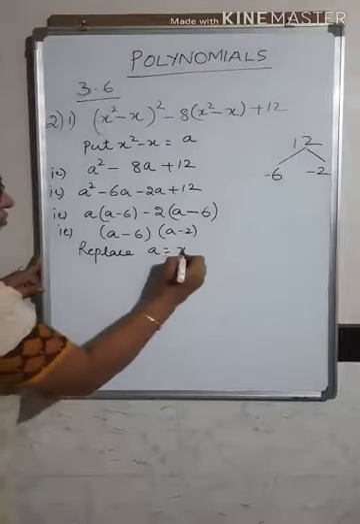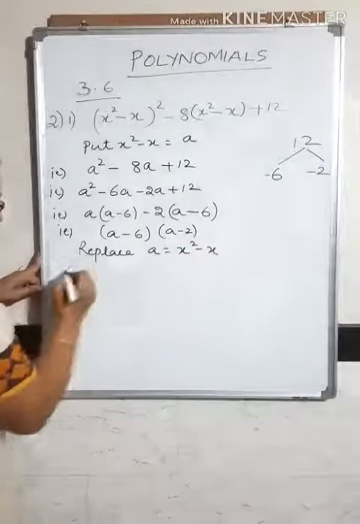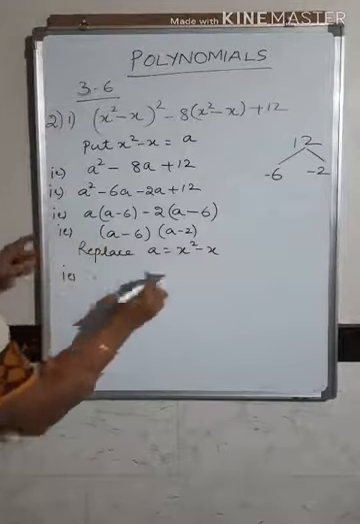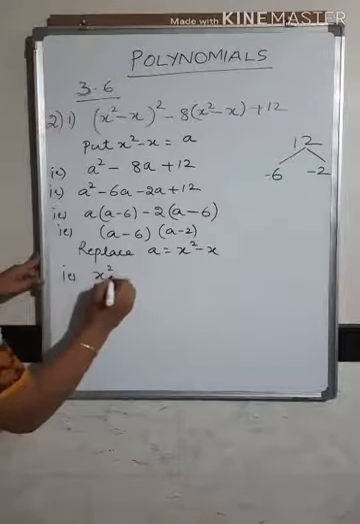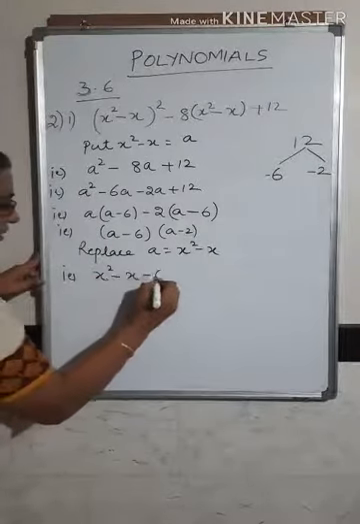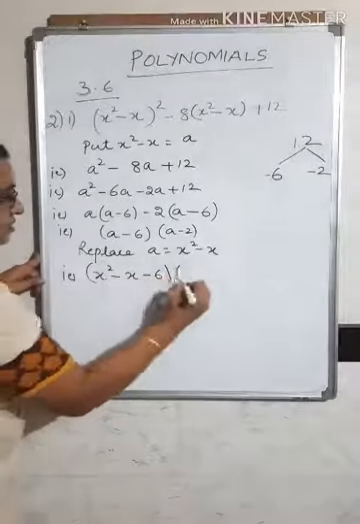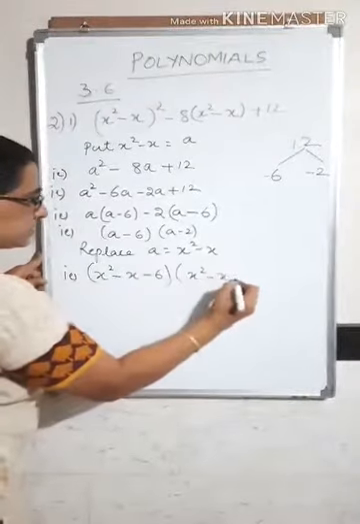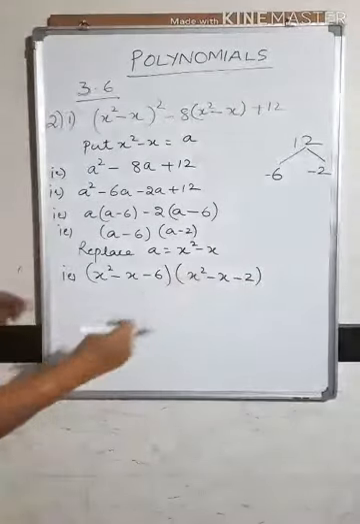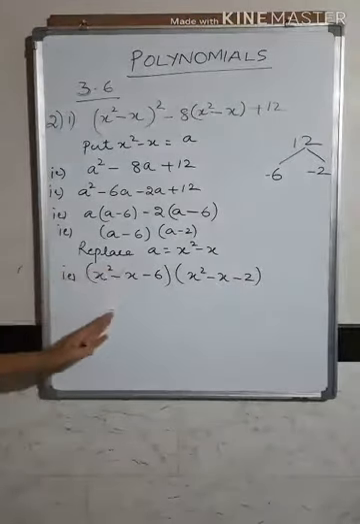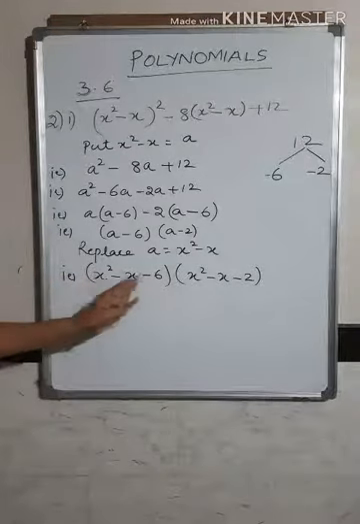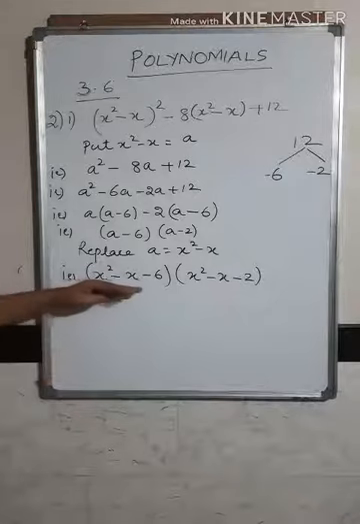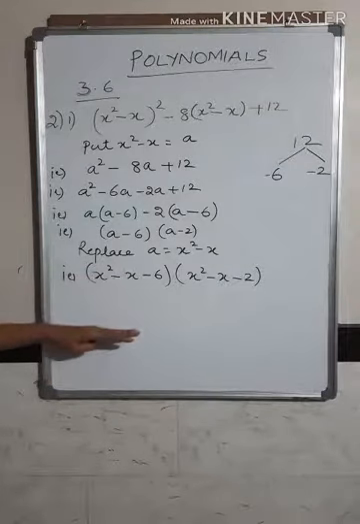So when you replace, a is equal to x square minus x. So when you replace it, in place of a you have to write x square minus x. So you will get x square minus x minus 6 as the first term. The second term will be x square minus x minus 2. Now again you have got two different terms here which are in the form of a quadratic polynomial with 3 terms. So if you can simplify it further, you need to do the simplification.